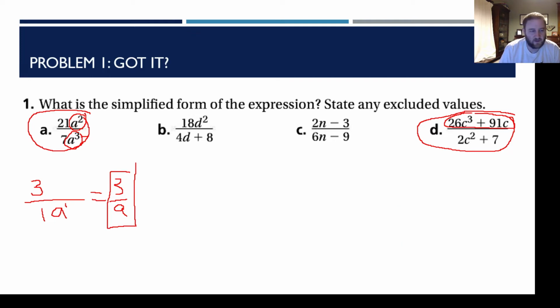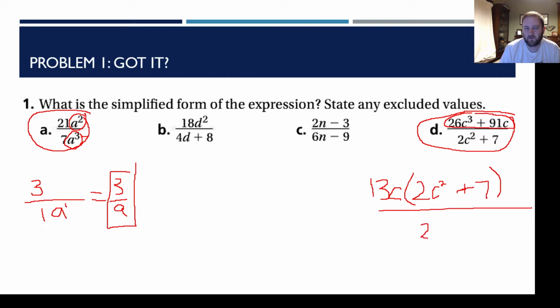So our common factor here is 13 for the number, and then we've got c cubed and c, so we can pull out a c from those as well. And then we're left with a 2c squared plus 7. Over, we've got 2c squared plus 7 on the bottom.